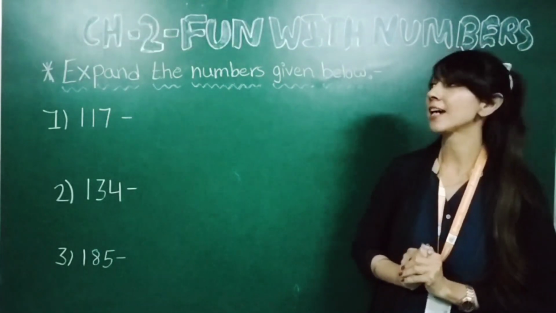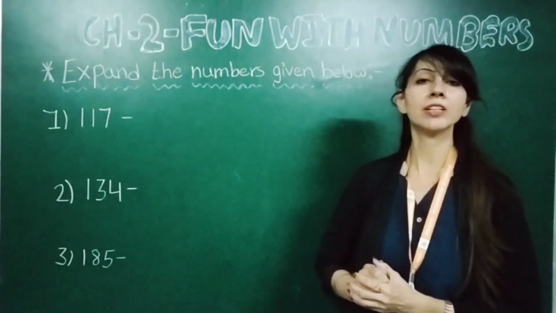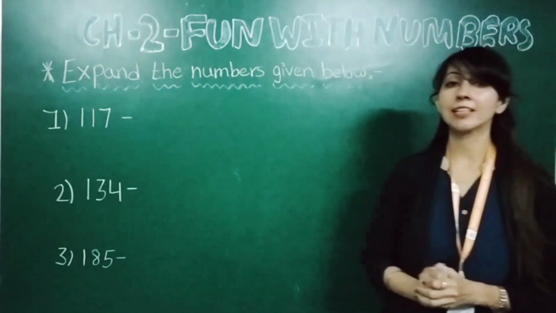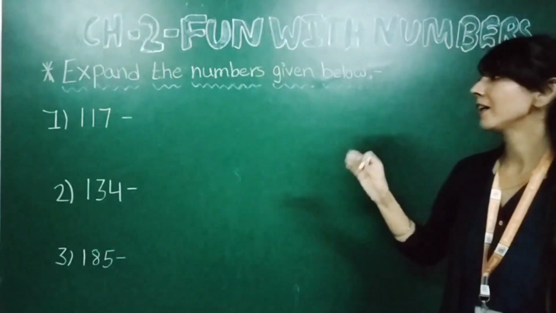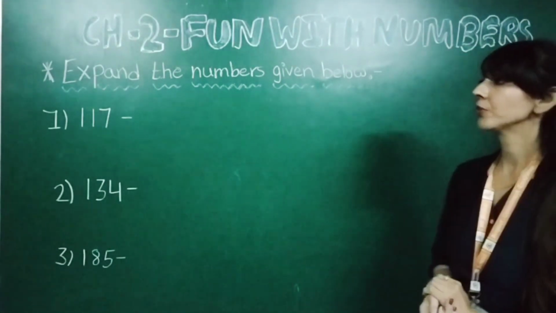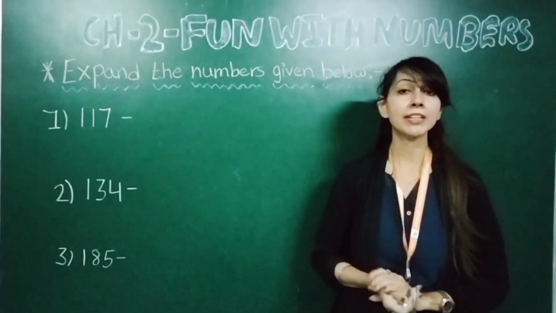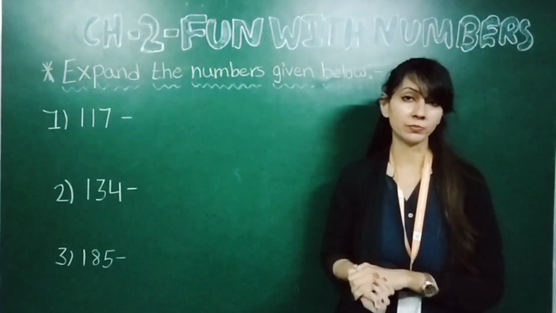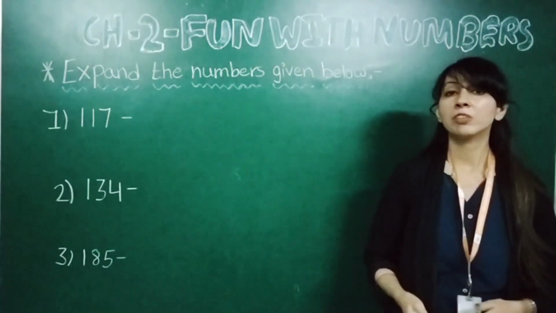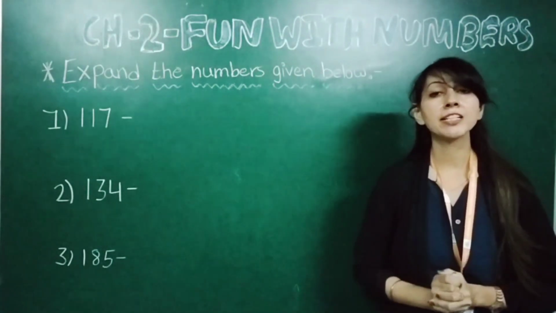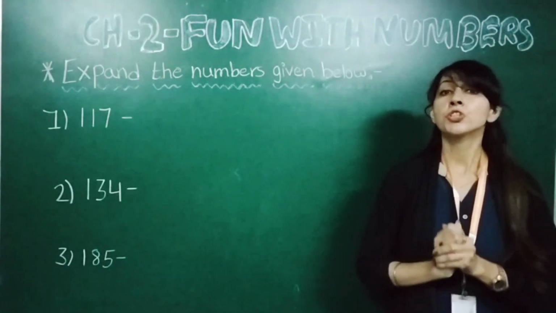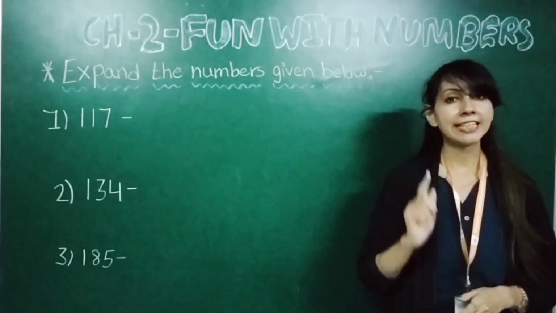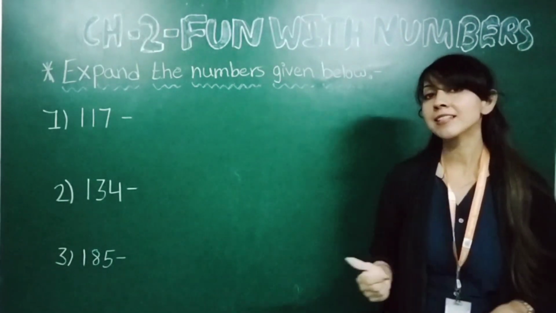So today in chapter number 2, Fun with Numbers, we will see further exercise. Now let's start. Expand the numbers given below. Here you can see numbers are given that we have to write in expanded form. In expanded form, we break up a number according to their place value and expand it to show the value of each digit.